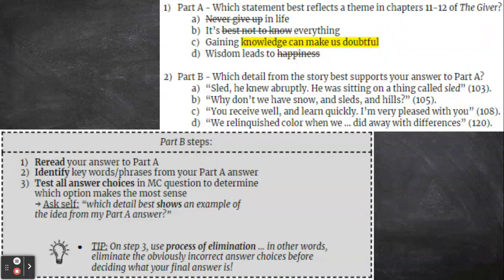The answer to question 2 is B. All the answer choices show Jonas as becoming knowledgeable. However, B is the only one that also expresses him doubting his community. If I had reread my answer to part A and thought about those key ideas, it would have guided me to the correct answer on part B.